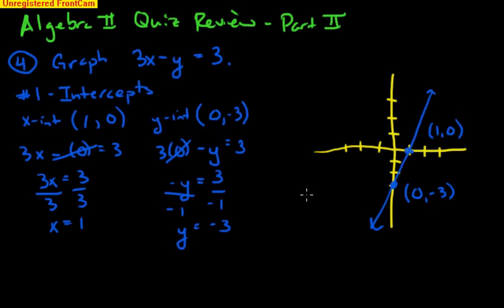Now let's take the same problem and graph it the second way. So 3x minus y equals 3 is our problem. So let me retype that. 3x minus y equals 3. And we're going to do it way number 2, and this is by putting it in slope-intercept form, y equals mx plus b. It is not in that form right now, so we must get it in that form.